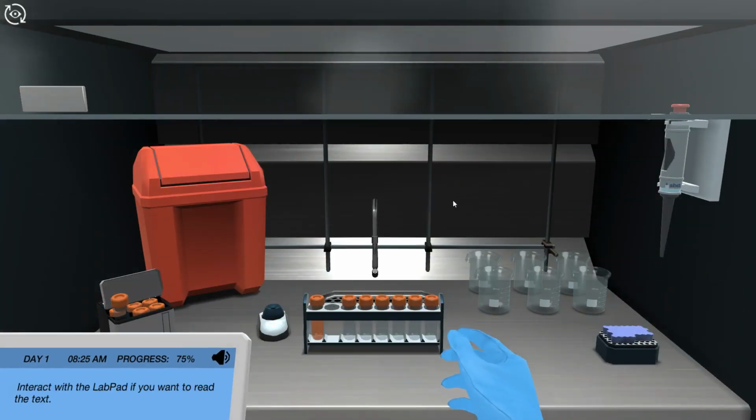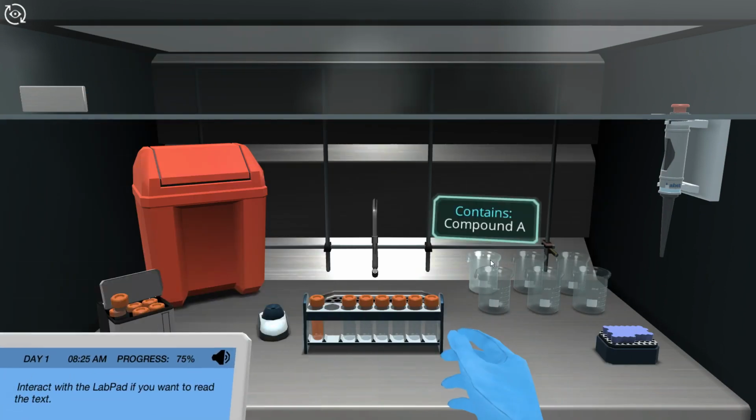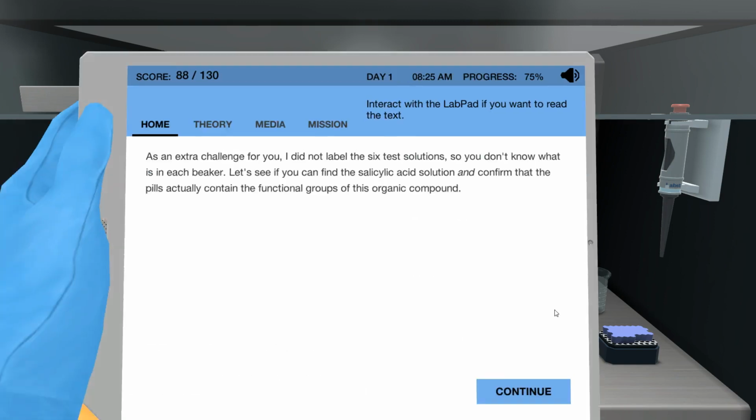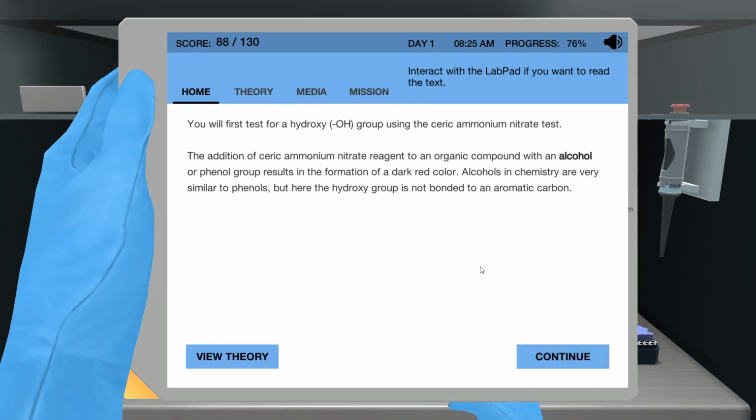As an extra challenge for you, I did not label the 6 test solutions, so you don't know what is in each beaker. Let's see if you can find the salicylic acid solution and confirm that the pills actually contain the functional groups of this organic compound. You will first test for a hydroxy group using the ceric ammonium nitrate test. The addition of ceric ammonium nitrate reagent to an organic compound with an alcohol or phenol group results in the formation of a dark red color.